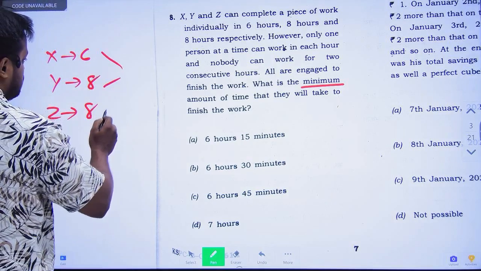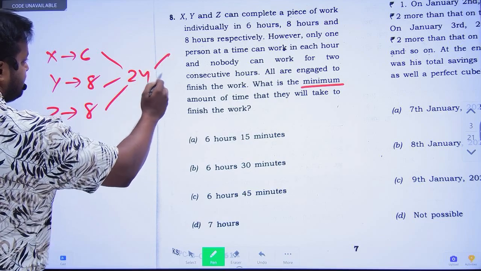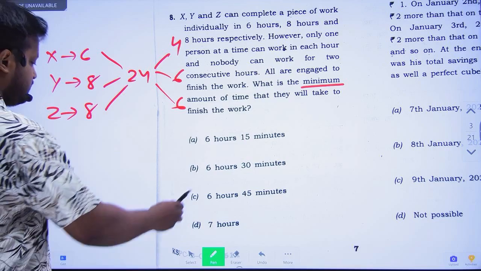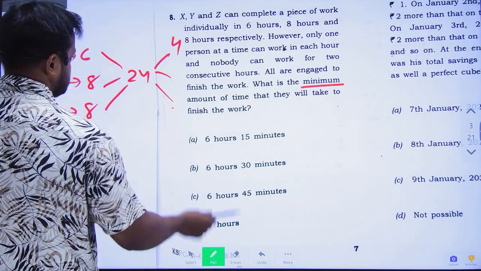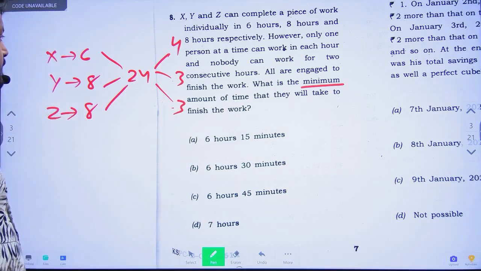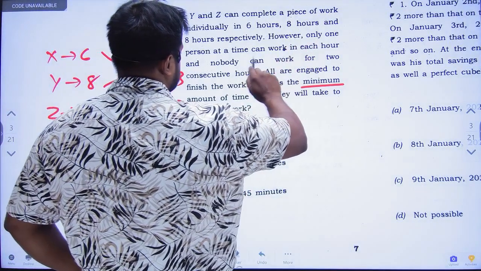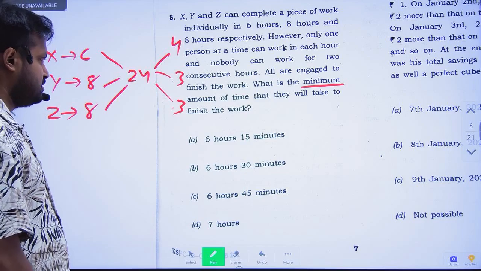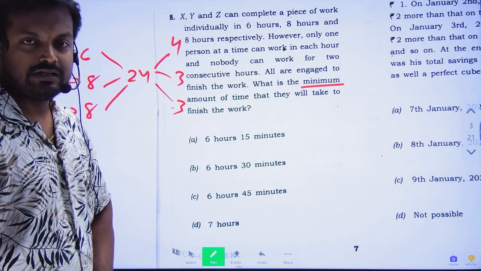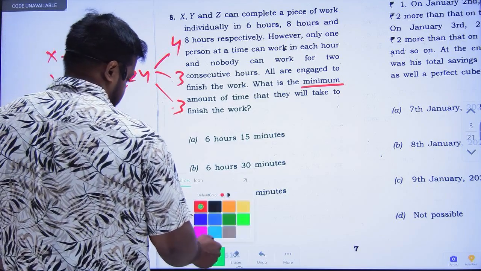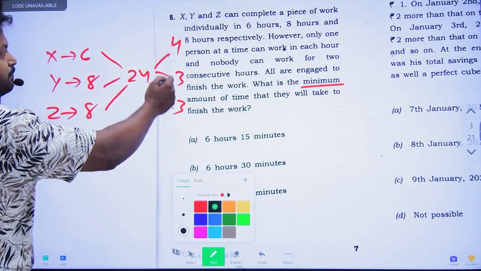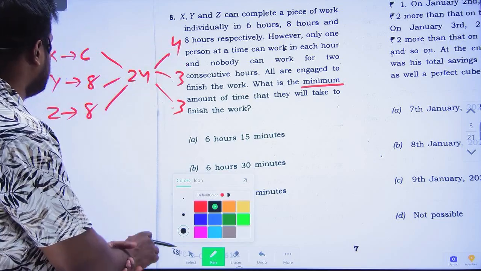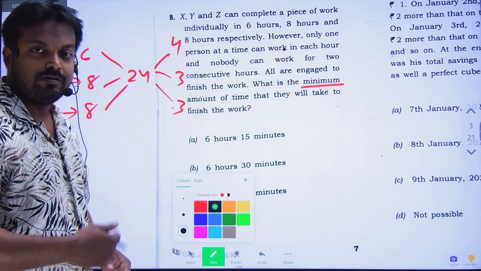Fine. So total work is LCM of this. So this is 24. Efficiency is 4, 3 and 3, right? So the condition is only one person at a time can work in each hour and nobody works for more than 2 consecutive hours. So basically it is based on the concept of alternate days work. So I can say this is efficiency per hour work. Per hour work of x is 4 units, per hour work of y is 3 units, and per hour work of z is 3 units, right? This is talking about efficiency.